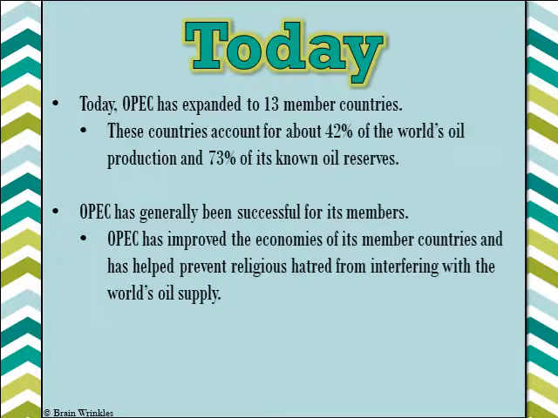Next slide. All right. OPEC now has about 13 members, and those countries together combine for about 42% of the world's oil production, but they have 73% of the known oil reserves, which means, of all the oil that's known to be in the earth today, OPEC is in control of almost 3/4 of it, but they only produce a little under half of the world's oil, which means they're really kind of holding stuff back, and that's how they regulate the price.